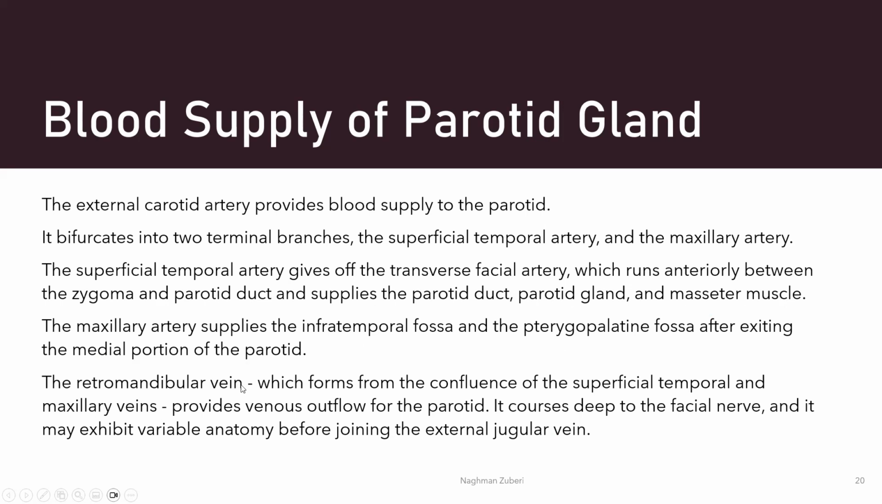The retromandibular vein, which forms from the confluence of the superficial temporal and maxillary veins, provides venous outflow for the parotid. It courses deep to the facial nerve and it may exhibit variable anatomy before joining the external jugular vein.